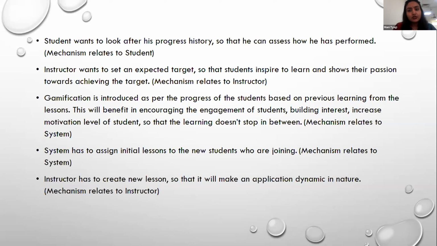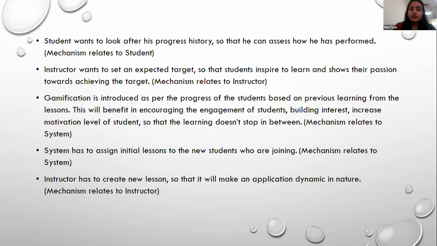Then gamification is introduced as per the progress of the students based on the previous learning from the lessons. This will benefit in encouraging the engagement of the students. It will help in building the interest. It will also increase the motivation level of the students so that learning doesn't stop in between. So this basically is the solution to the challenges which we found as the objective of the paper.